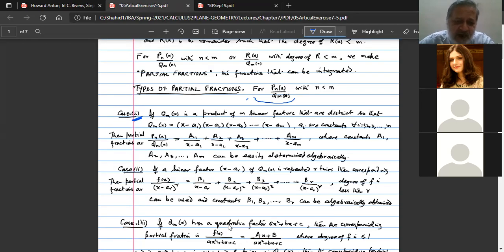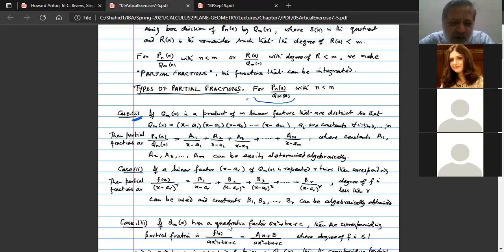The second case is that when you factorize the denominator, one of the linear factors is repeated. That means some linear factor x minus constant raised to power 3 has come, for example. So the way to write its partial fractions is: constant upon the linear factor, another constant upon linear factor raised to power 2, another constant divided by linear factor raised to power 3. If it is raised to power 5, then terms should be written up to power 5.